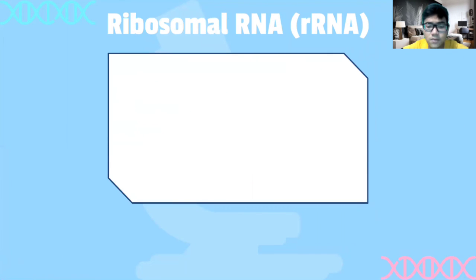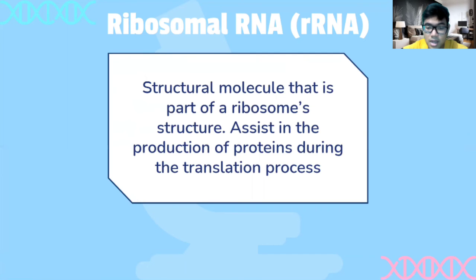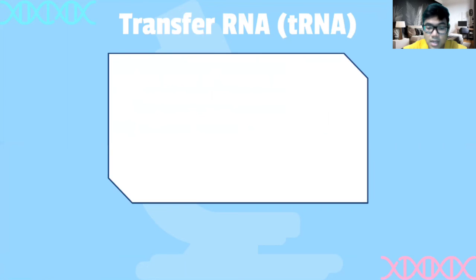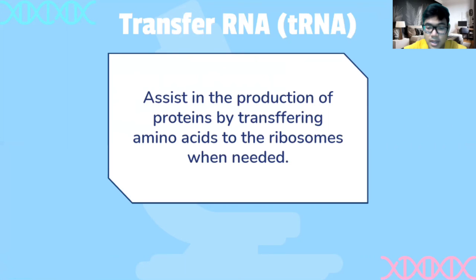The second type of RNA is ribosomal RNA. It is a molecule that makes up ribosomes, the protein-building units, and ribosomal RNA helps to make proteins during a process called translation that we'll get into a little bit later. The third type of RNA is transfer RNA. Transfer RNA helps to transfer amino acids to ribosomes when they are needed.